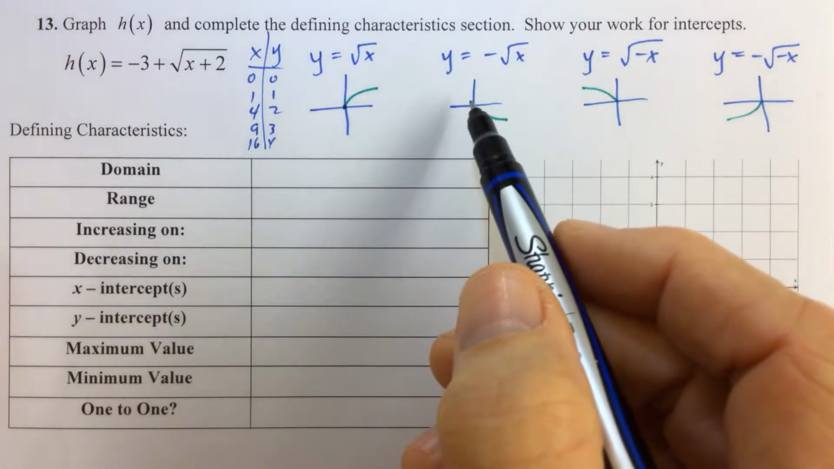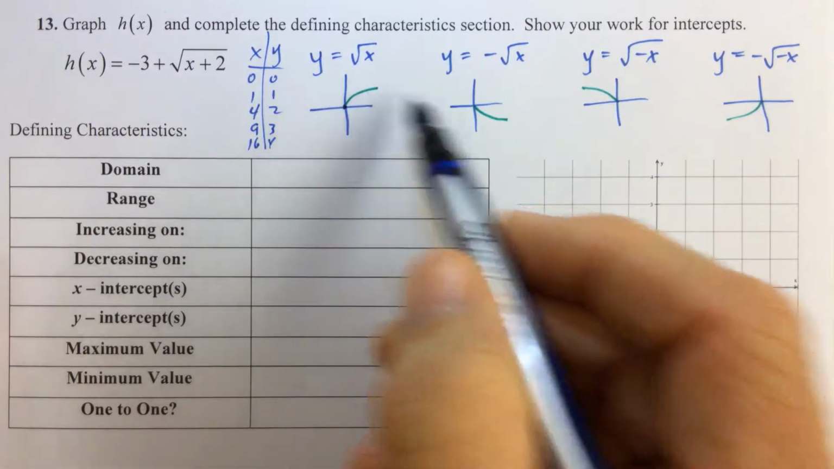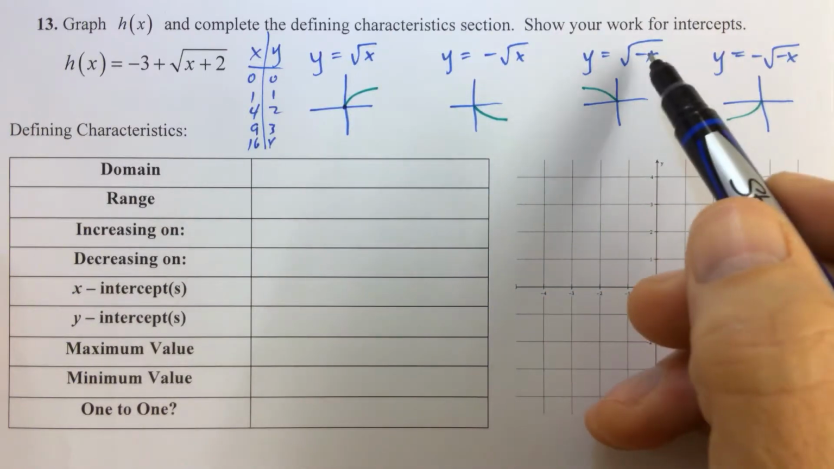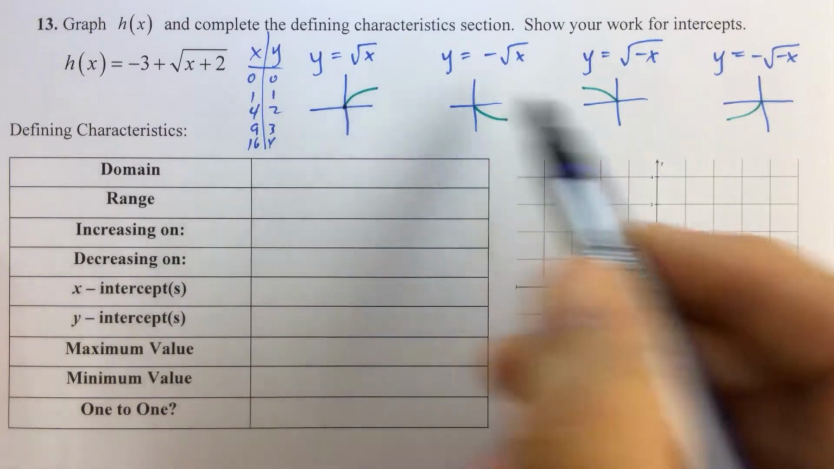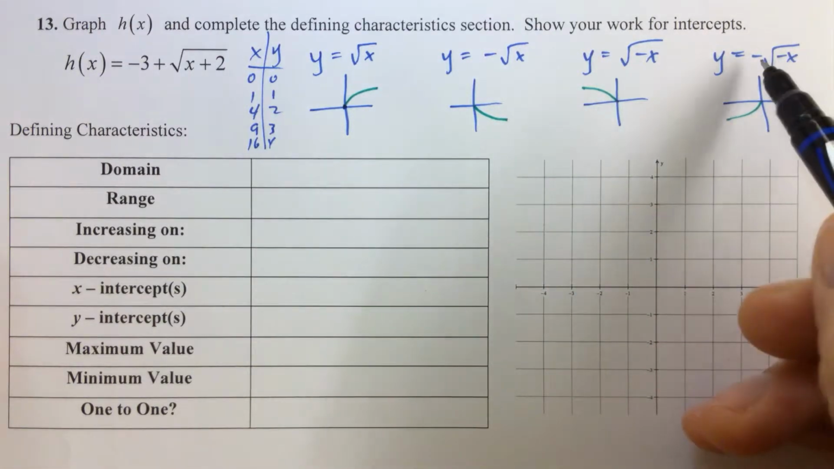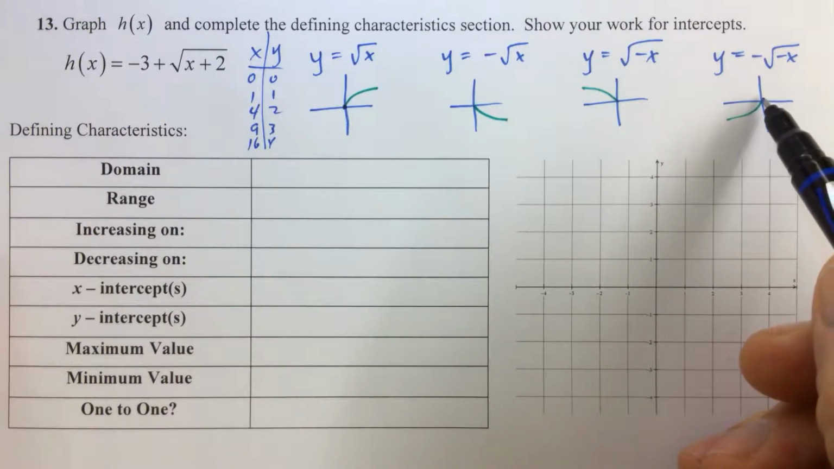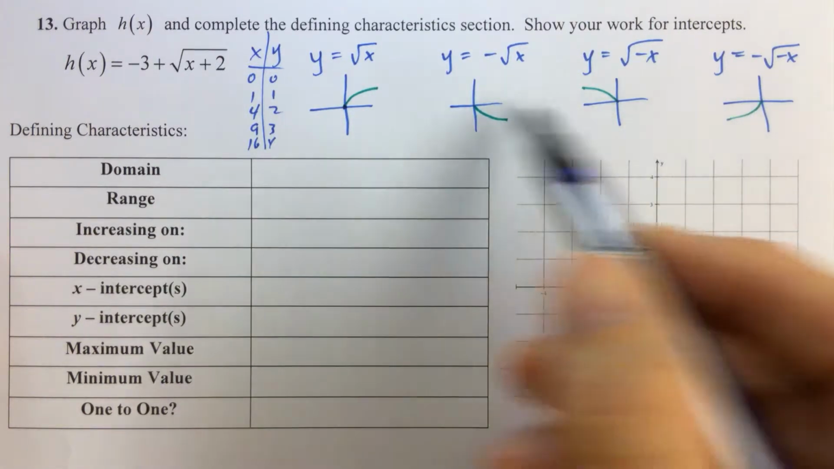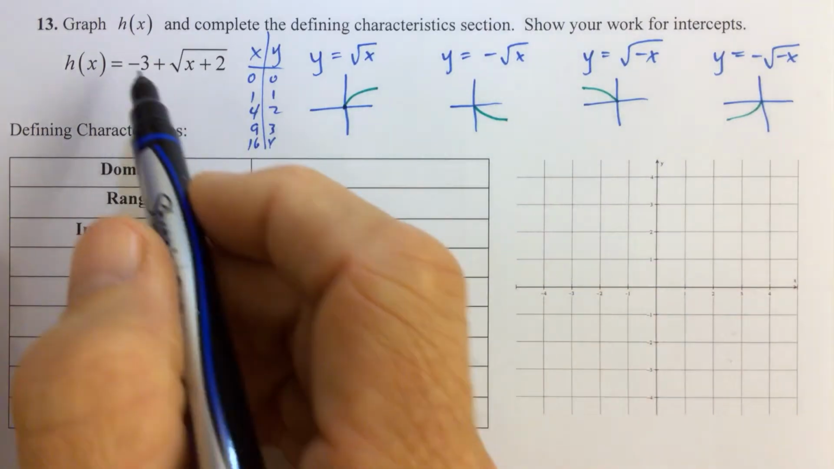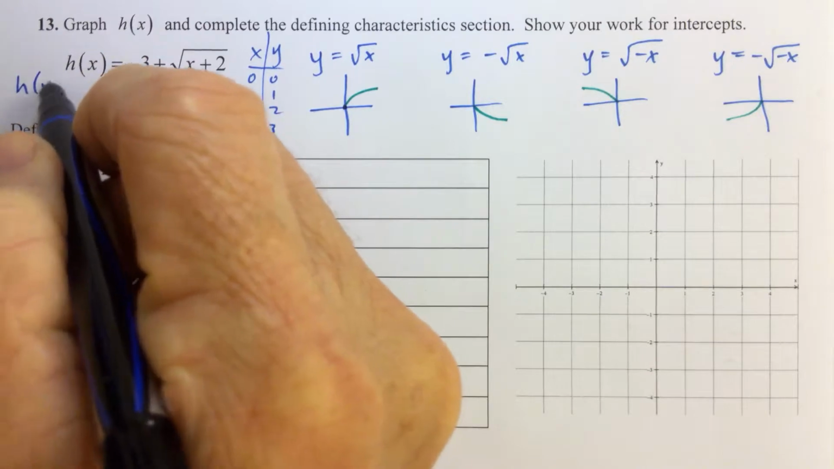So anyway, the other transformations: if we have a minus sign on the outside, we reflect the original graph about the x-axis. If the minus sign is on the inside, we reflect the original parent function about the y-axis. If we happen to have a minus sign outside and inside, then we would reflect about both the y-axis and the x-axis.